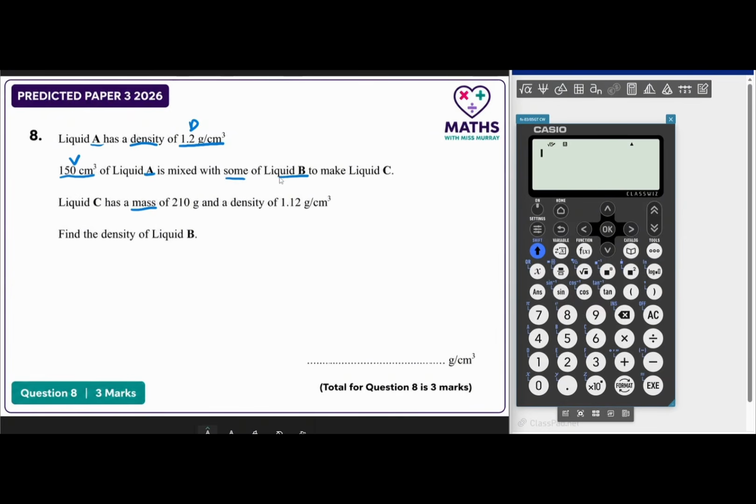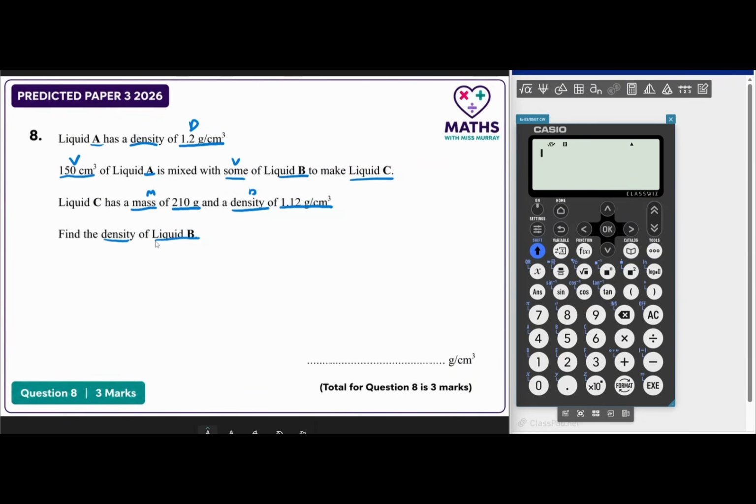of liquid B, we don't know how much, so we don't know the volume of liquid B, to make liquid C. Liquid C has a mass of 210 grams, so we've got the mass there, and a density of 1.12 grams per centimetre cubed. So we've got the density there, and we've got to find the density of liquid B. Quite a lot of information there.